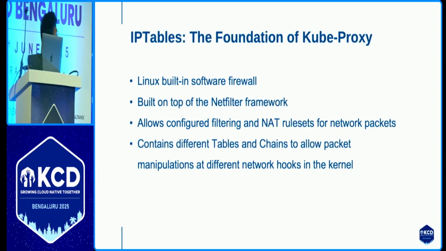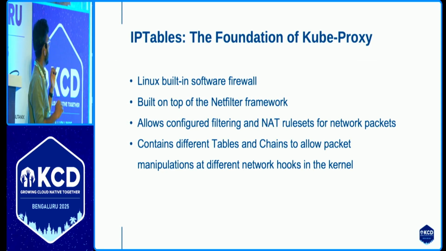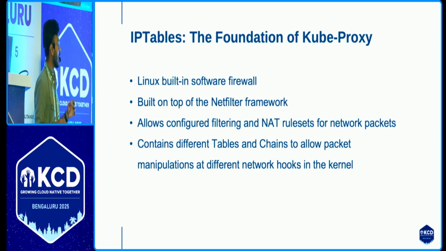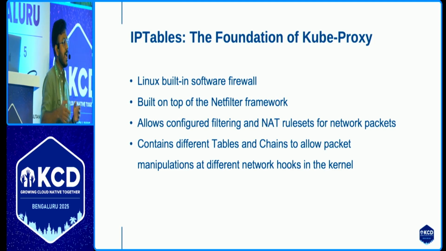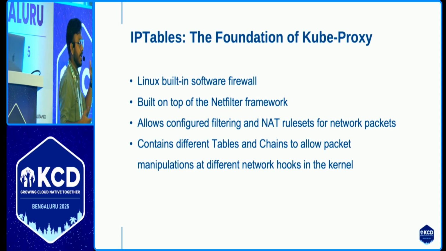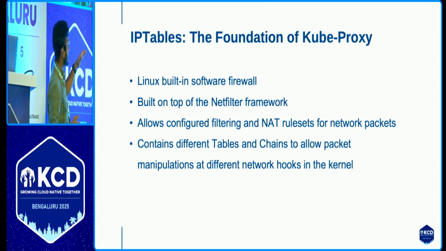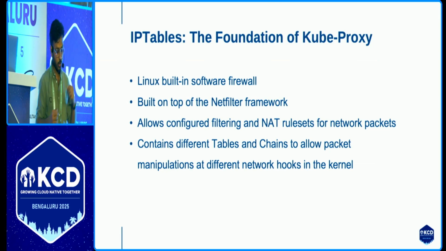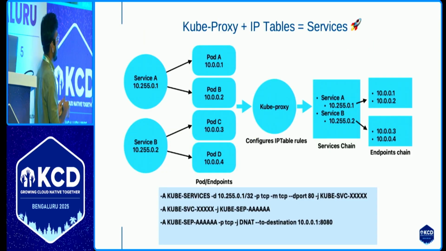So IPTables is the Linux built-in software firewall solution. It is built on top of the Netfilter framework exposed by the kernel. What essentially it means is that the kernel exposes certain hook points in the network packet's life cycle in the kernel, and you can attach your rules for filtering and NAT to these hook points. So you can add your rules to different tables and chains which are attached to these different network hooks and do whatever network manipulation you want to do. Now, Kube-Proxy uses these IPTables rules to configure service routing.